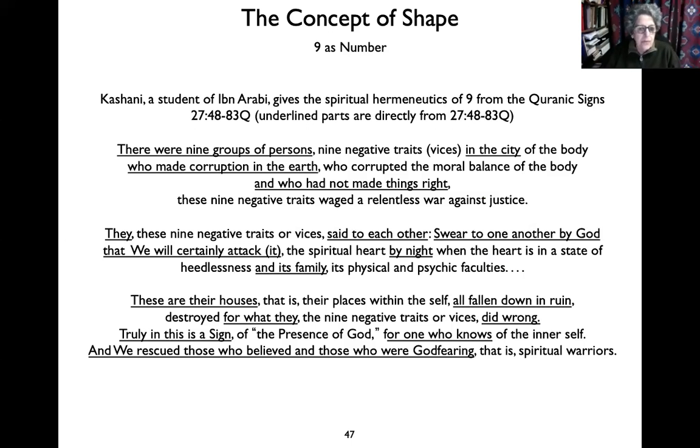So he gives the ta'wil, or the spiritual hermeneutics of 9 from the Quranic signs, from Surah 27, verses 48 to 83. The underlined parts are directly from the Quran, and what is in between is his tafsir, or his ta'wil of who these 9 groups were. The Quran says there were 9 groups of persons, and he says 9 negative traits or vices. The Quran says in the city, and he says of the body; the Quran says who made corruption in the earth, and he says who corrupted the moral balance of the body; the Quran says and who had not made things right, and he says these 9 negative traits waged a relentless war against justice. The Quran says they said to each other, swear to one another by God that we will certainly attack it.